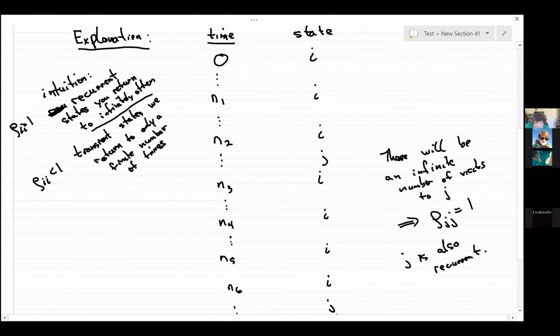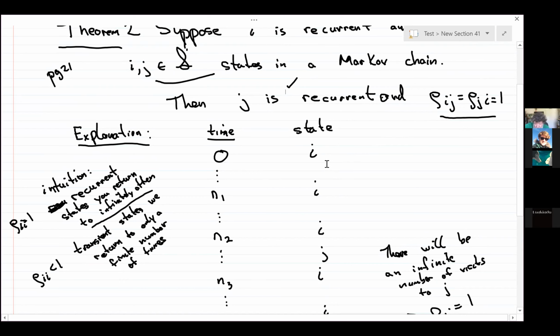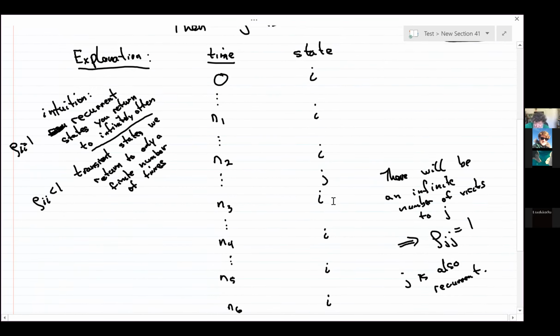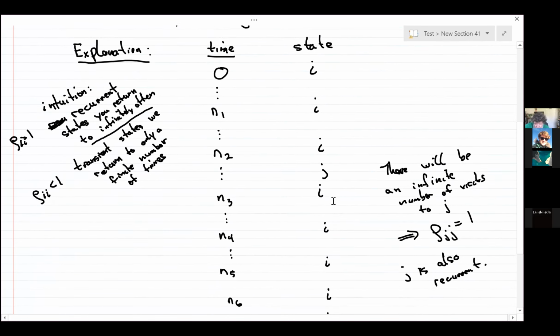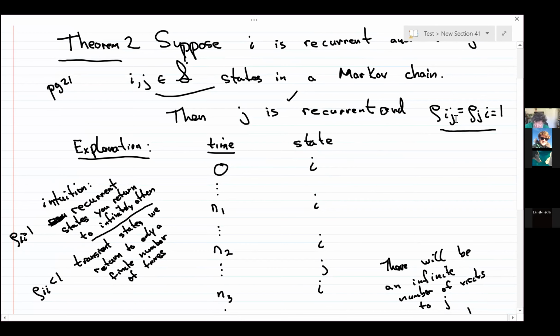Notice that the probability of getting from I to J, well, how many visits are there going from I to J? There's an infinite number of them. So that's essentially saying eventually this will occur. And it's saying the opposite will occur. But I think the intuitive explanation I gave is a little more convincing for the first half of this. So you would probably want to read this. Read the proof. It's on the bottom of page 21, and see if it makes sense to you. We can talk about it next time.